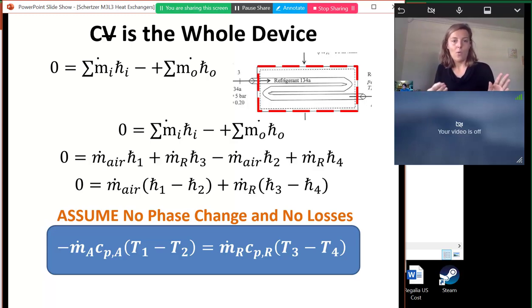So if I'm talking about heat transfer, we do usually assume that there's no phase change and no losses, right? So we assume that it's adiabatic. If I make both of these terms positive, if my delta T's are always T hot on one side minus T cold on the other side, then I don't have to worry too much about my signs. I'll just try to make all of these heat transfer terms positive.